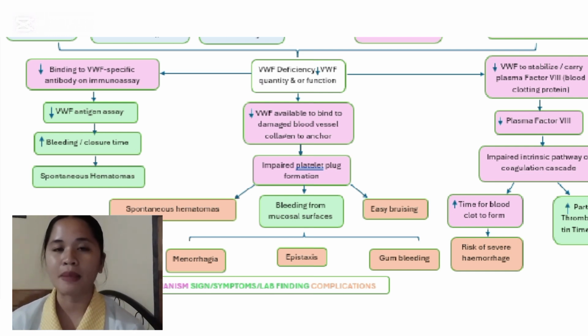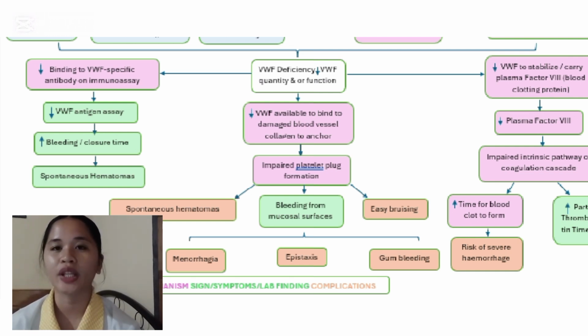Second, we have epistaxis, or in layman's terms, nosebleeds. The delicate blood vessels in the nasal mucosa are prone to bleeding. In individuals with von Willebrand factor deficiency, these vessels bleed more easily and for longer, leading to frequent or prolonged nosebleeds. Lastly, we have gum bleeding.